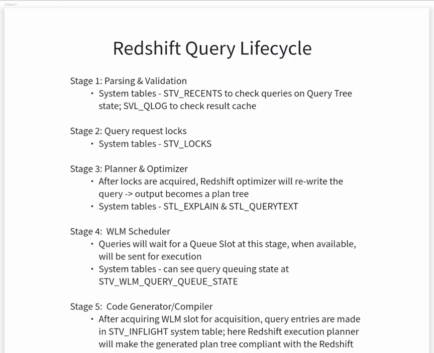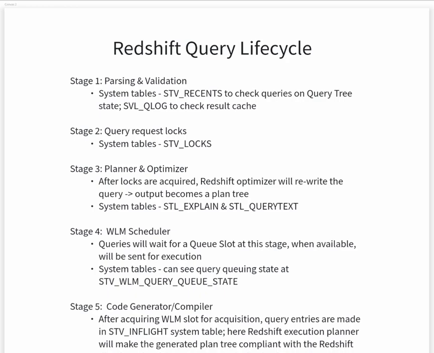For stage 1, parsing and validation, what does that mean? Sounds like technical jargon, but the Redshift parser is just a SQL engine that's doing the analysis and sanity check of your data sources. After your data sources pass the validation, it will be moved from parser tree to query tree, and you can query against the STV_RECENTS system table to check queries in the query tree state.